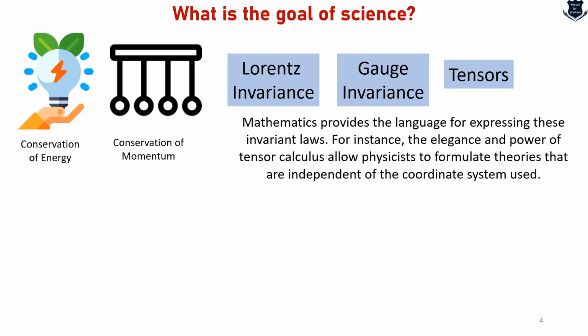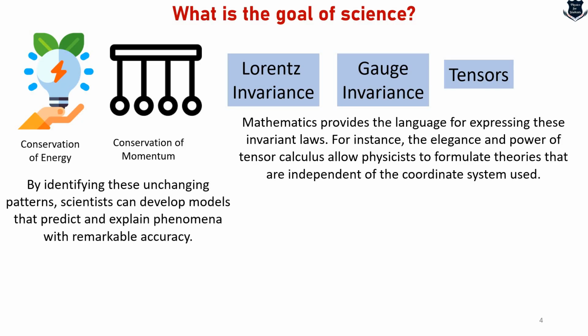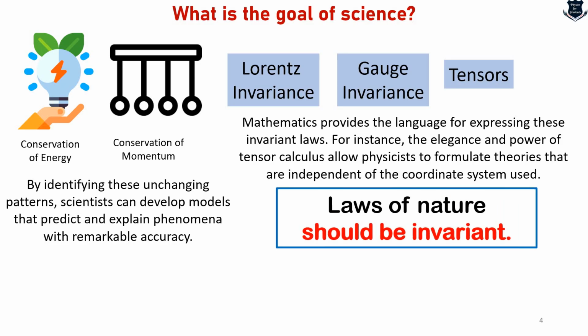So as I told you, tensor calculus actually provides you a way to measure those changes. Scientists and science itself try to identify the patterns and develop models so that we can predict and explain phenomena with remarkable accuracy, and the physical things should not change whatever changes happen. So from here we can say, in the words of Einstein, that the laws of nature should be invariant and should not change.